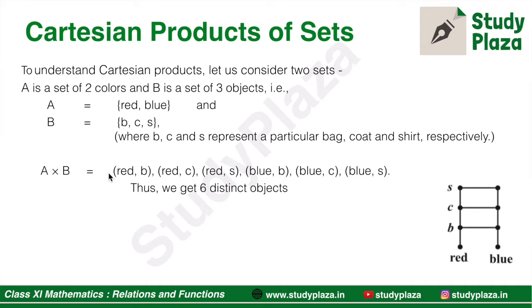Hence, we get six ordered pairs in this Cartesian product, or we can say we get six distinct objects. We can see here (red, b), (red, c), and (red, s). This is a diagrammatic representation of the ordered pairs.